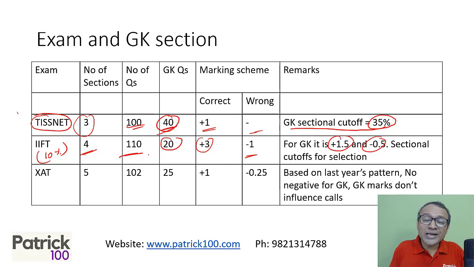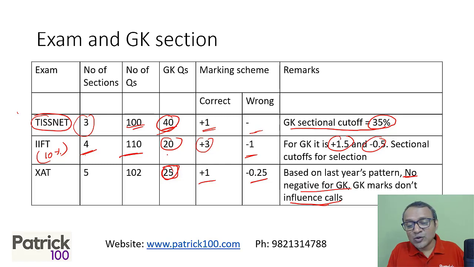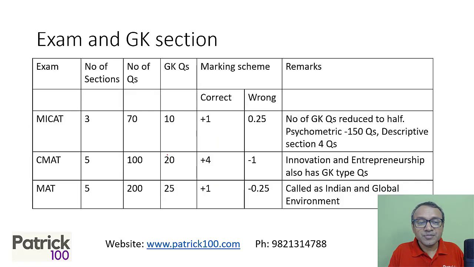XAT has a GK section, but it is not counted for calls. It doesn't influence the calls. It is only looked at later. It is a separate section that is calculated separately. There are 75 questions for GK, but there are no negative marks. Normally the XAT paper has +1, -0.25, but GK has no negative marks. So you can do intelligent guessing. As I said, GK is not very important because it is not counted for giving calls, but once you get a call, then GK marks will be counted.